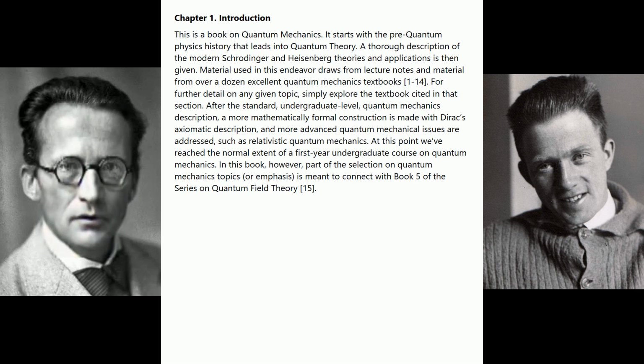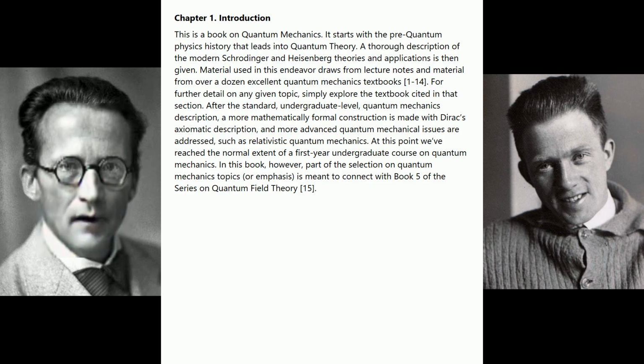Chapter 1. Introduction. This is a book on quantum mechanics. It starts with the pre-quantum physics history that leads into quantum theory. A thorough description of the modern Schrödinger and Heisenberg theories and applications is then given. Material used in this endeavor draws from lecture notes and material from over a dozen excellent quantum mechanics textbooks. For further detail on any given topic, simply explore the textbook cited in that section.